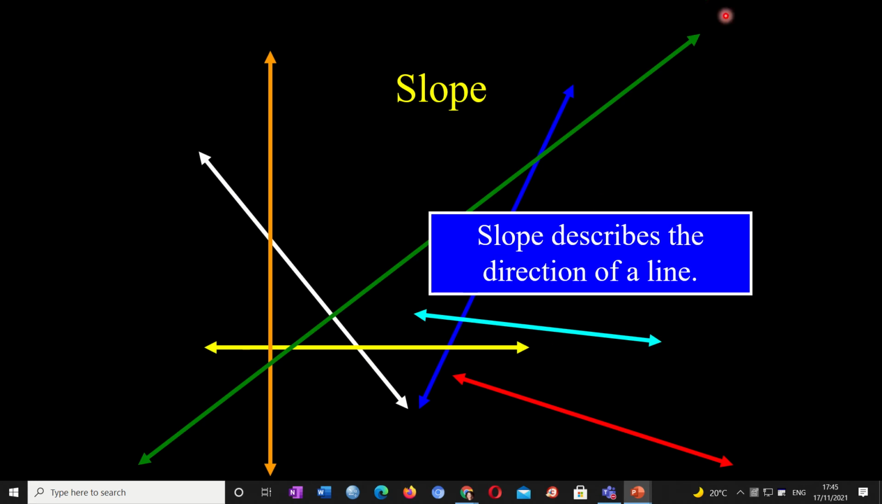Yes, these are lines, and slope describes the direction of the line. By the way, tell me which lines are positive here? Green, blue. Yes, green and blue.